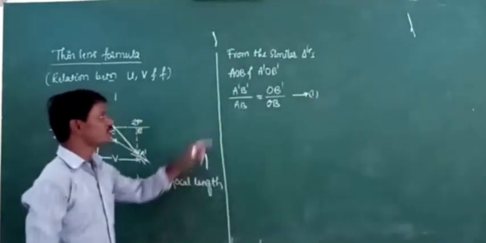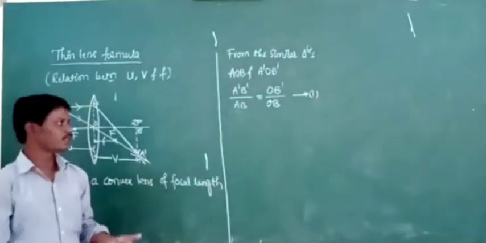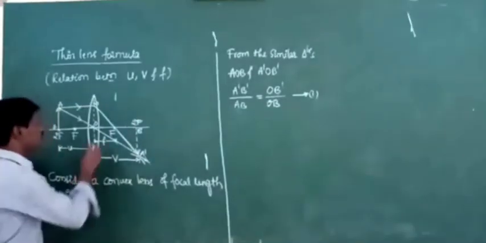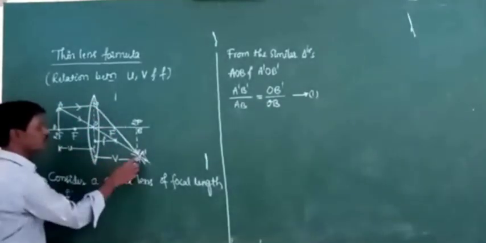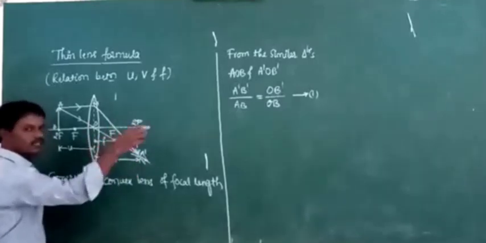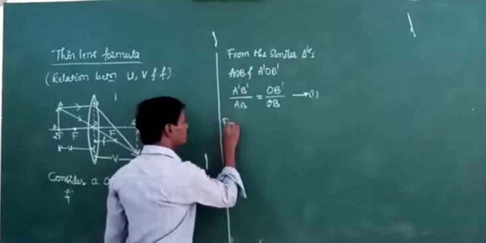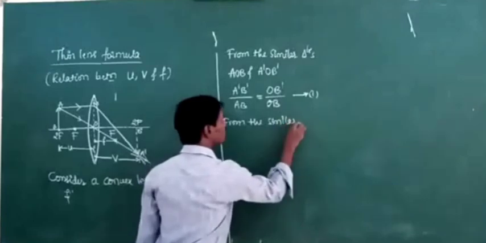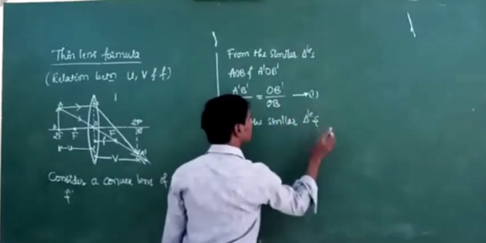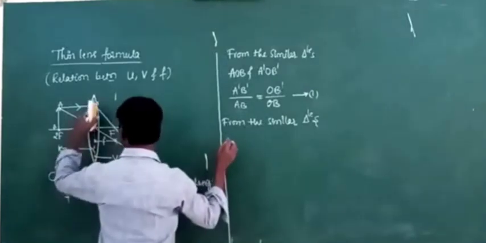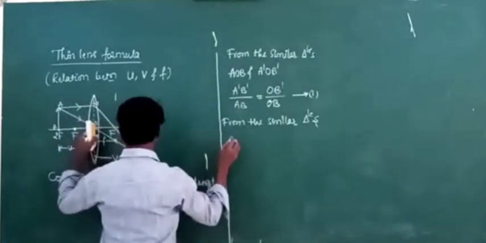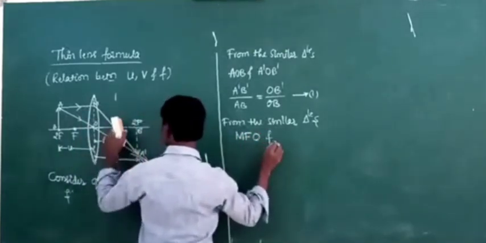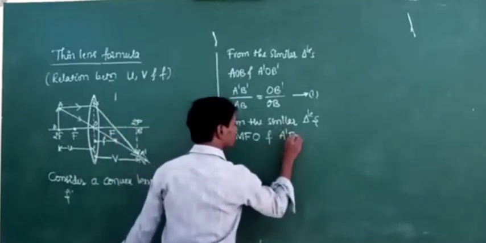Then by using this we will get v and u, but we need f also. Again we have to choose similar triangles. What are those similar triangles? MFO and A'FB'.